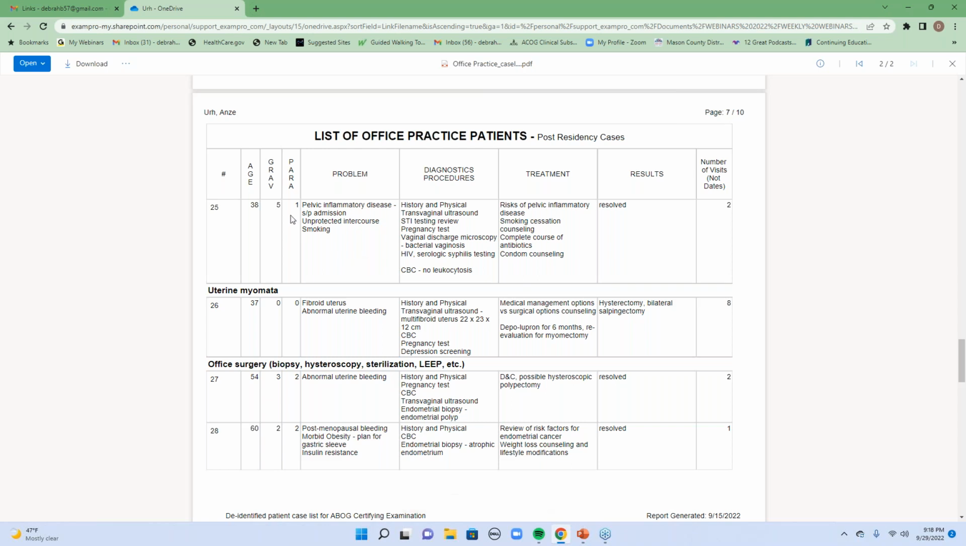I'm going to say, what would you do if this patient came in to see you, 38 years of age, G5P1 with the complaints of some lower abdominal cramping pain, increased vaginal discharge. She does tell you that she's in a new relationship. You do an exam, you see some increased vaginal discharge, cervical motion tenderness, and uterine tenderness. What's your diagnosis?